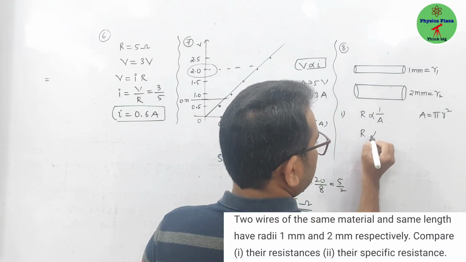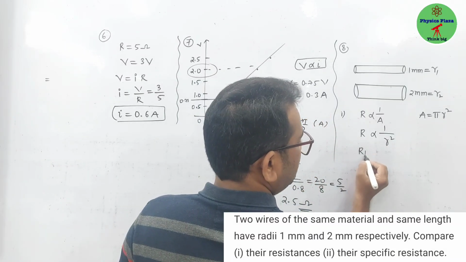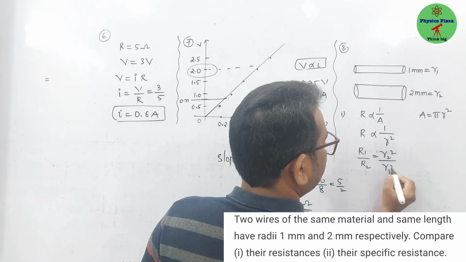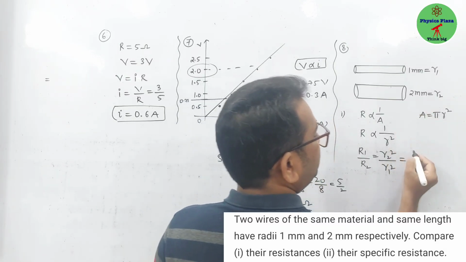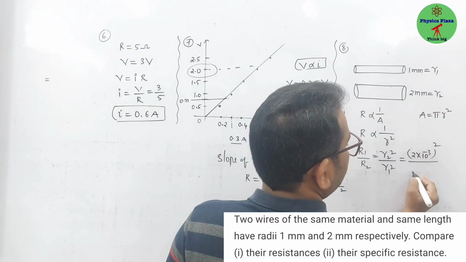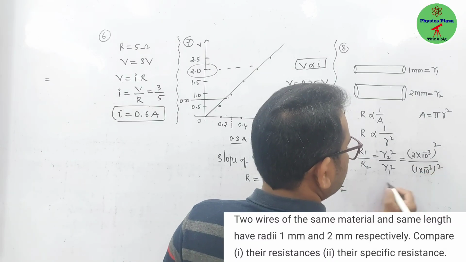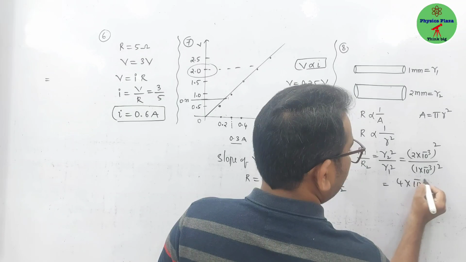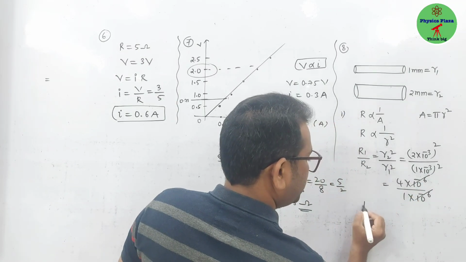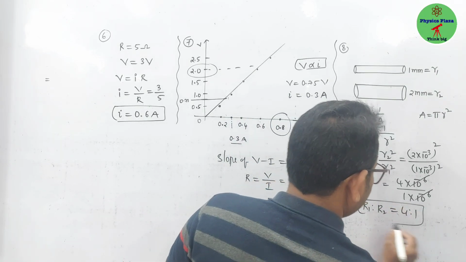So R is also inversely proportional to the square of the radius of the wire. So it can be written as R1 by R2 is equal to r2 square by r1 square. Children, r2 is equal to how much? 2 mm. 2 millimeter means 10 power minus 3 whole square by r1, 1 mm, that is 1 into 10 power minus 3 whole square. So this is going to be 4 into 10 power minus 6 by 1 into 10 power minus 6. These will get cancelled. So here R1 is to R2 is equal to 4 is to 1. So this is the first one.